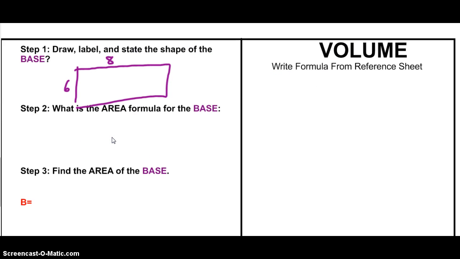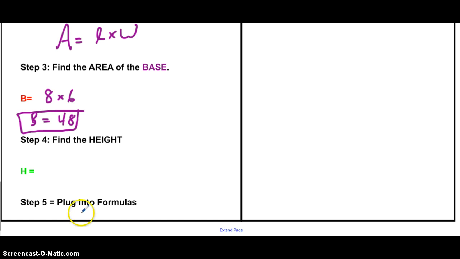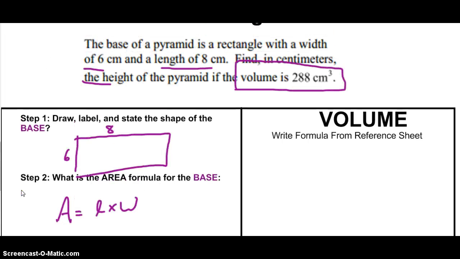Pretty easy, huh? To find the area of our base, we just have to do the length times the width. In this case, it's going to be 8 times 6. So our base is equal to 48. All right, we got the area of our base. Sweet. The height, we don't know. So what do we say? X. That's what we do when we don't know anything. So we're just going to put X. And now we just plug into our formula.